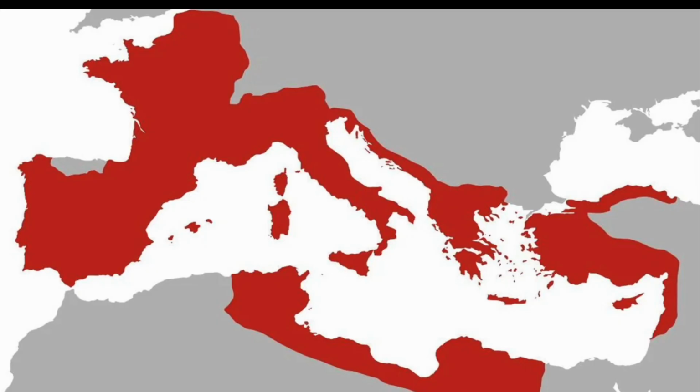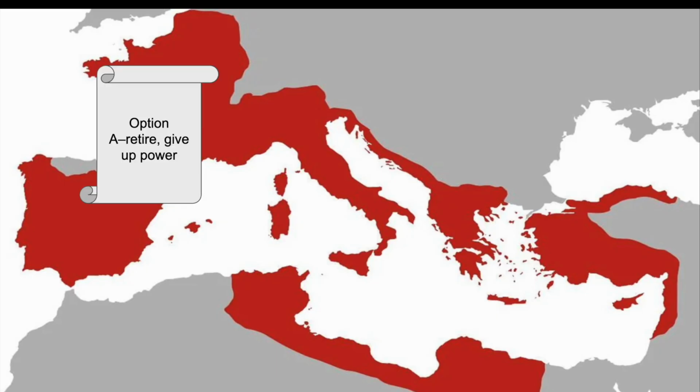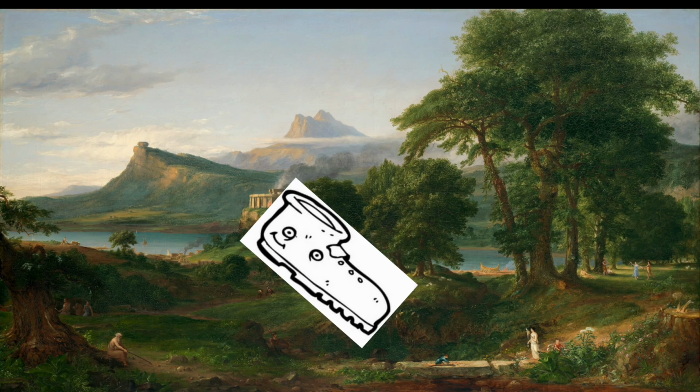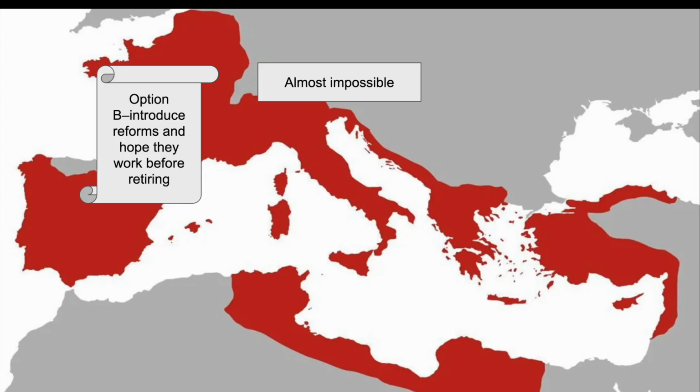Let's explore it. He could either A, immediately give up power and retire, and let the Republic fall on its own. He could B, introduce reforms like Sulla had, and hope they work, before simply retiring and working with the Roman political system. It's easy to say, oh, why didn't he just have some reforms in a modern lens? But at the time, it would have been almost impossible.